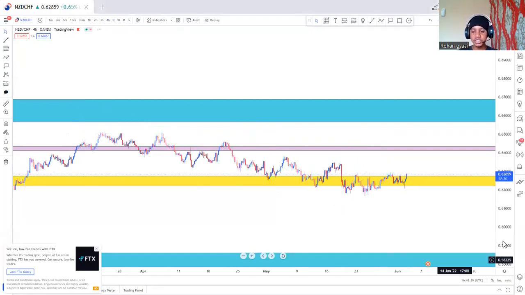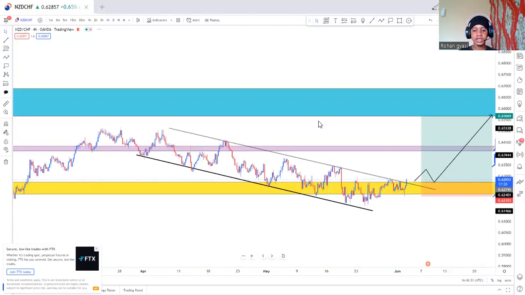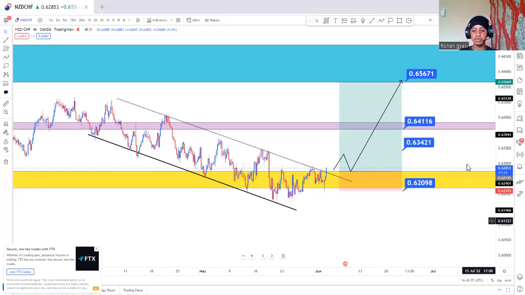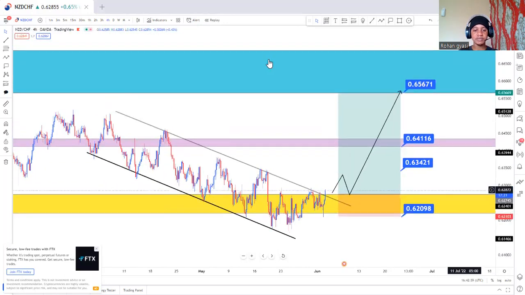All right, so taking it to the 4-hour time frame. All right, so on the 4-hour time frame, this is how our setup will look like. Very simple. I'm seeing lower lows and lower highs. All right, so whenever you see lower lows and lower highs, it means price is in a downtrend. All right, so price has been trading in this channel for quite a long time.